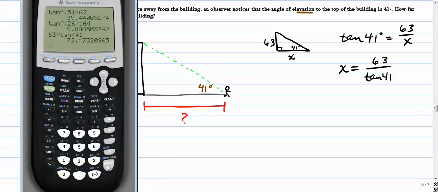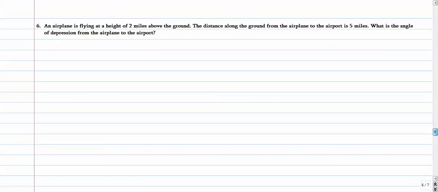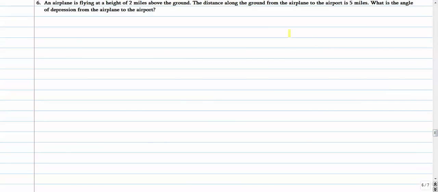And we get that the observer is 72.473 feet away from, we'll call that distance, away from the building. Number 6 rather. We'll do a couple more.